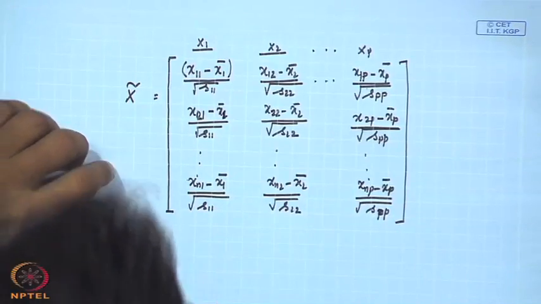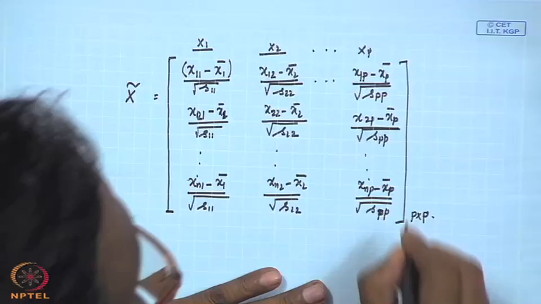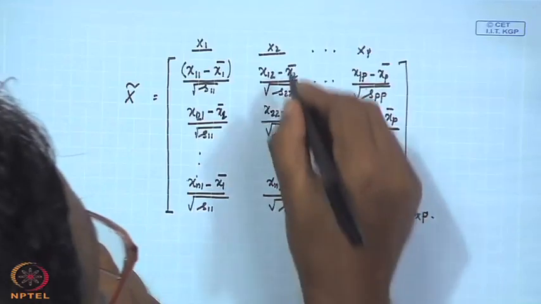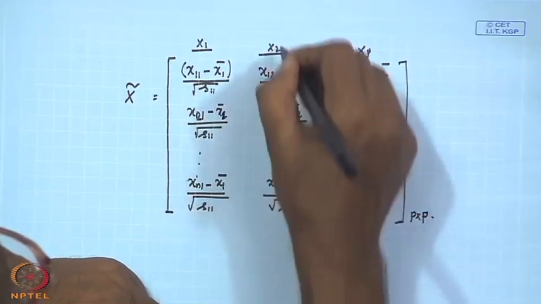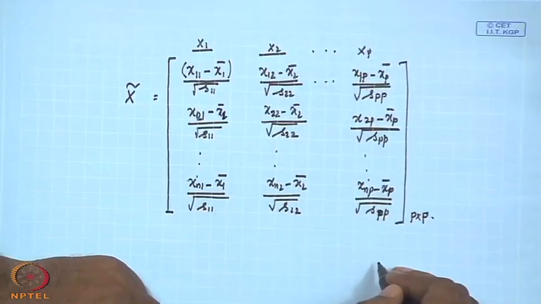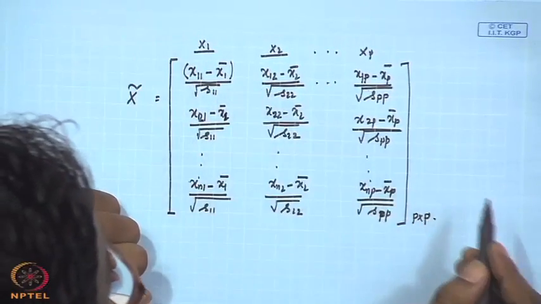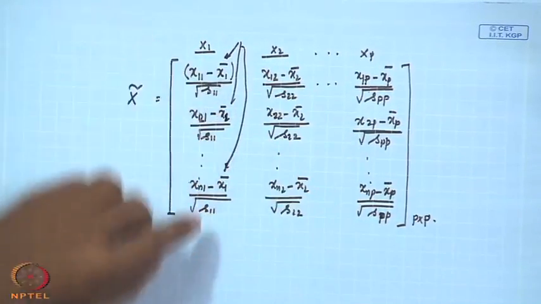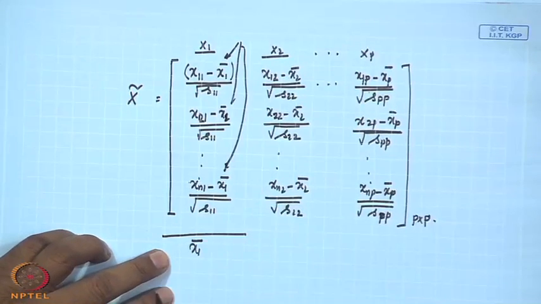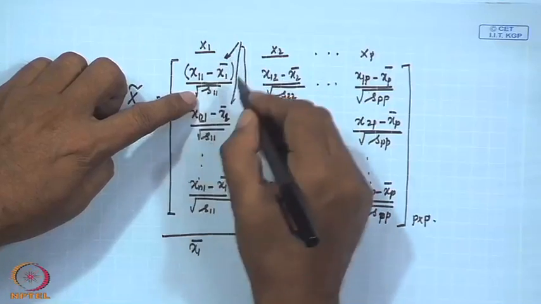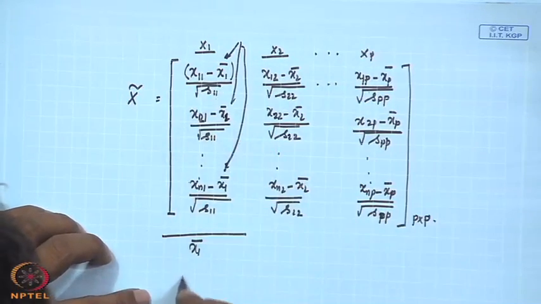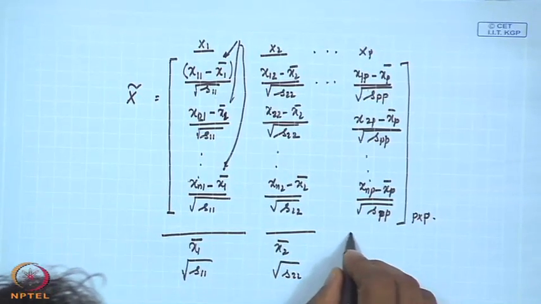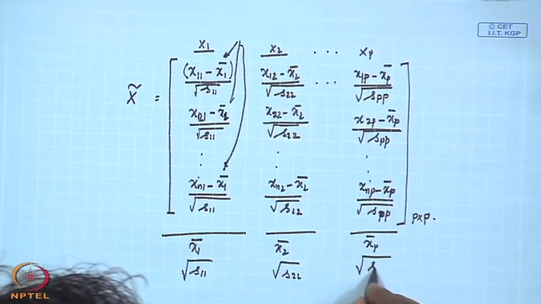This is a transformed data matrix n cross p. For x 1 all will be s 11, for x 2 all will be s 22, and for p all will be s p p. See, the similarity is that for all of these, each observation is subtracted by the mean of the variable, for variable 1, and the resultant quantity is divided by square root of s 11. Similarly here x 2 bar and square root of s 22. Similarly here x p bar and square root of s p p.